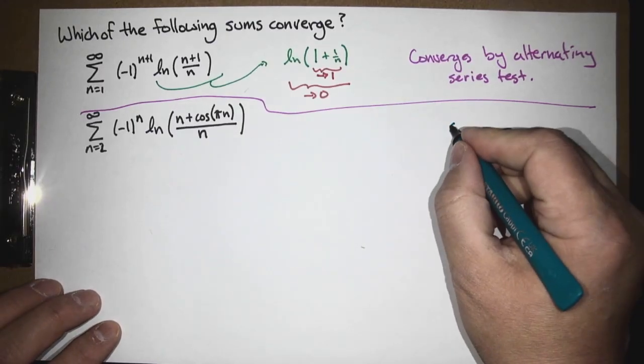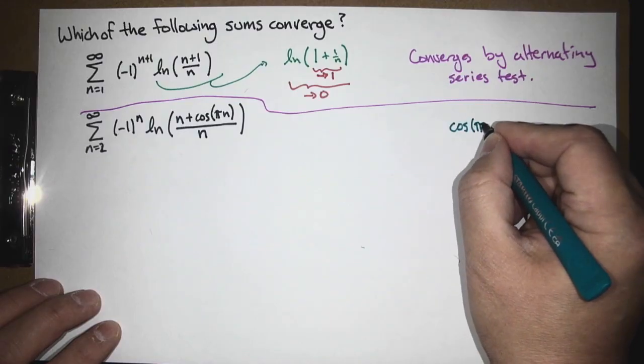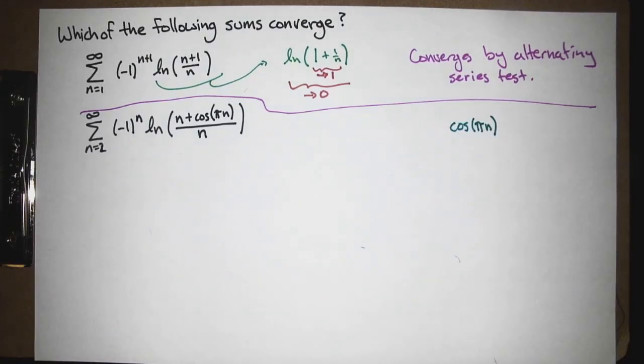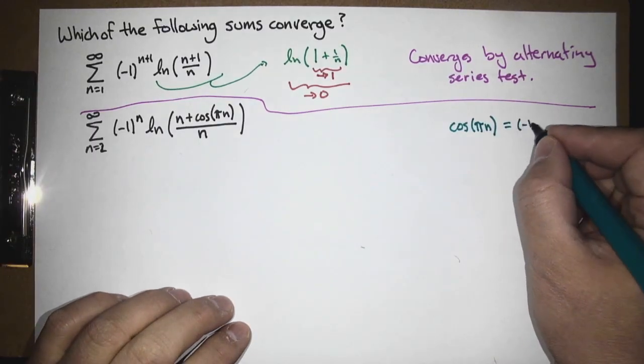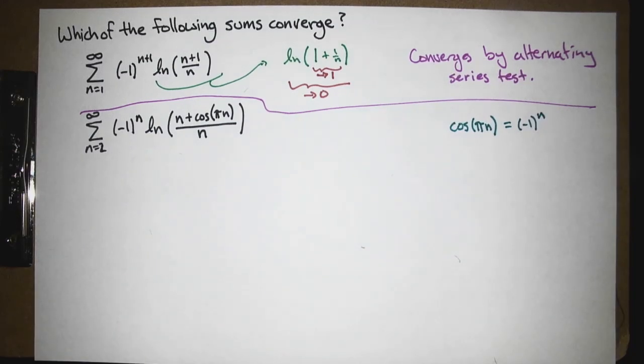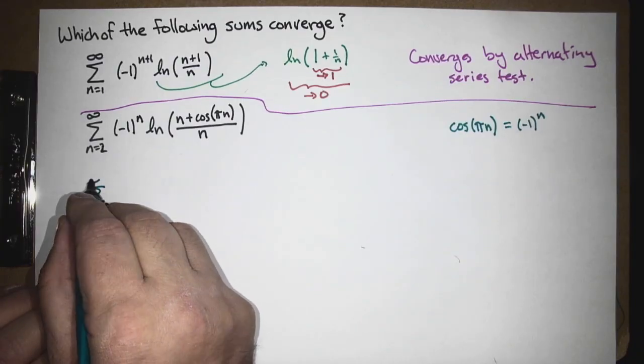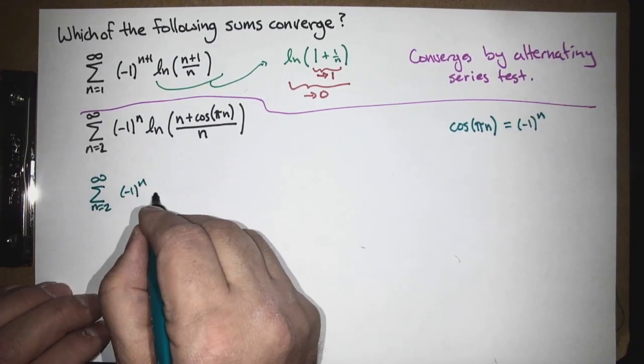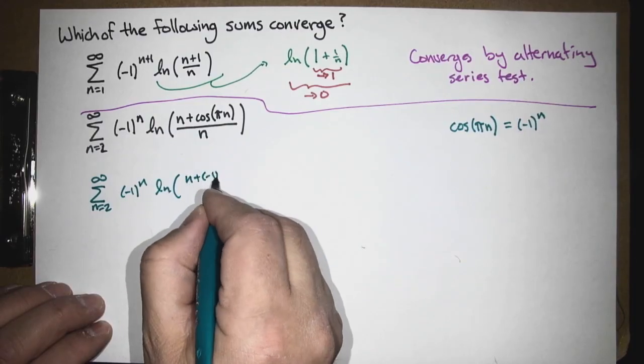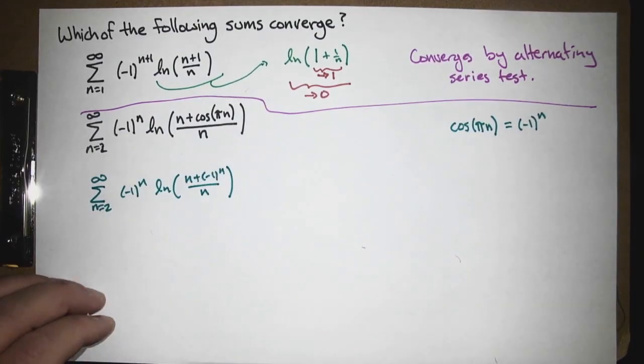What's true about cosine pi n? Maybe we should make a note here. Is there another way to write cosine pi n? It's negative 1 to the n. So when you see a cosine pi n, they're really trying to hide a negative 1 to the n. And at this point, you're like, okay, whatever. More negative 1s to the n, the merrier. So the sum from 2 to infinity of negative 1 to the n, log of n plus negative 1 to the n, over n. Great.